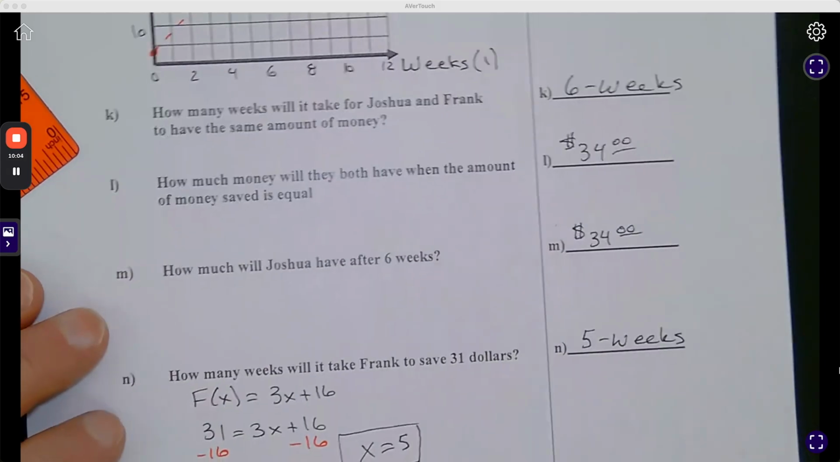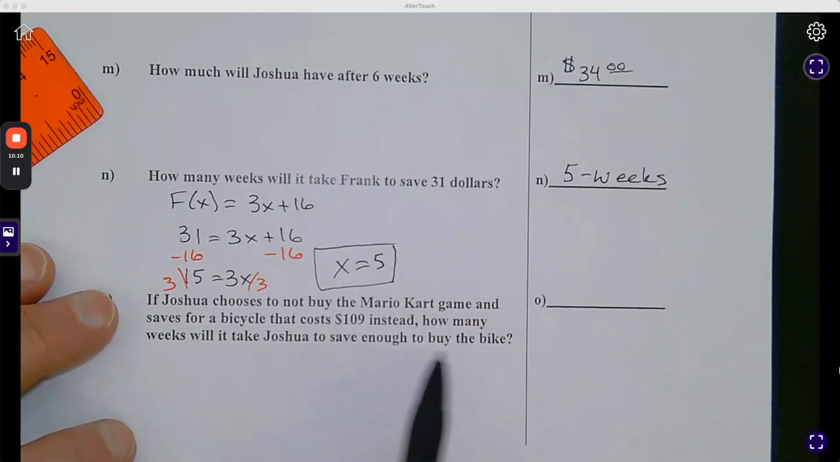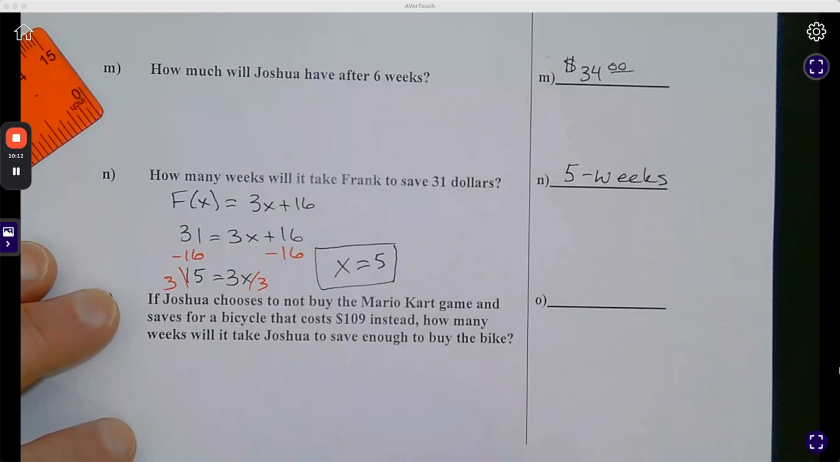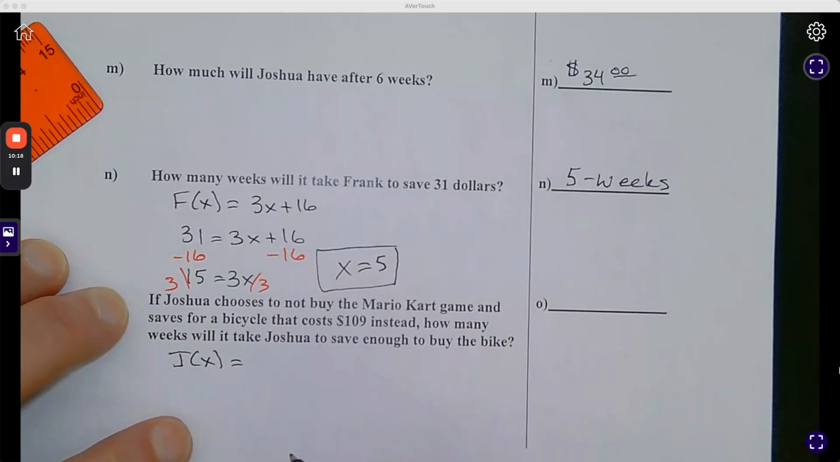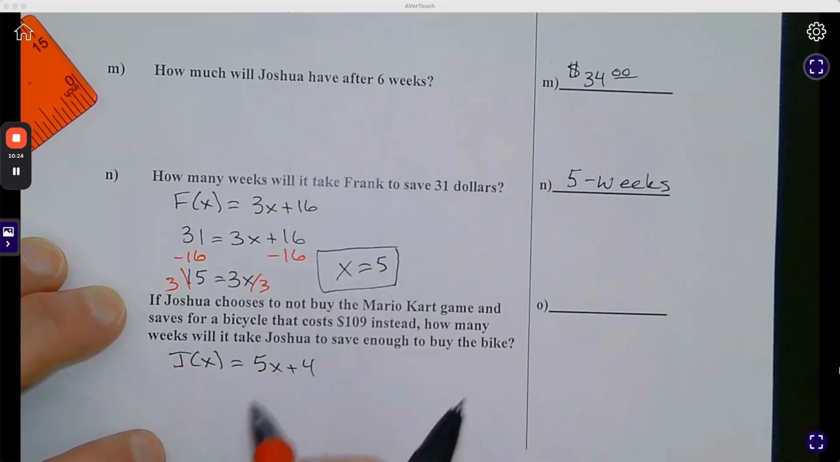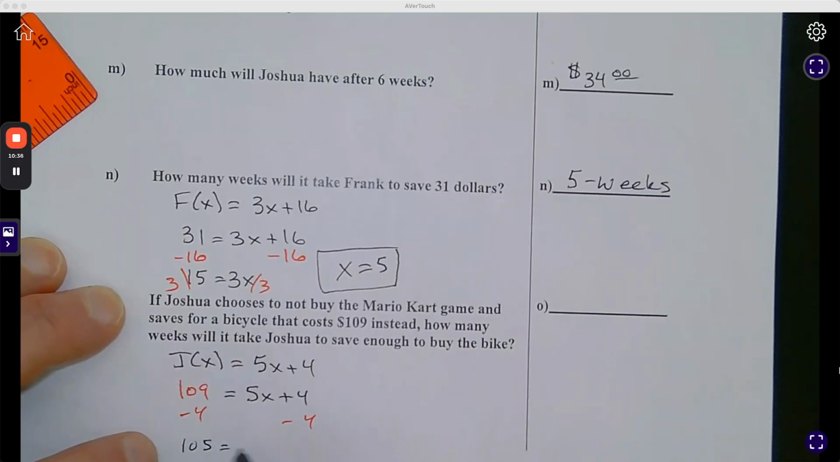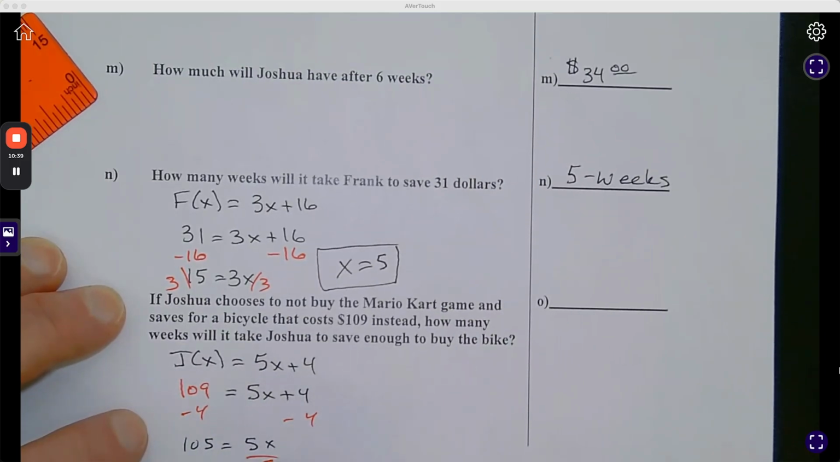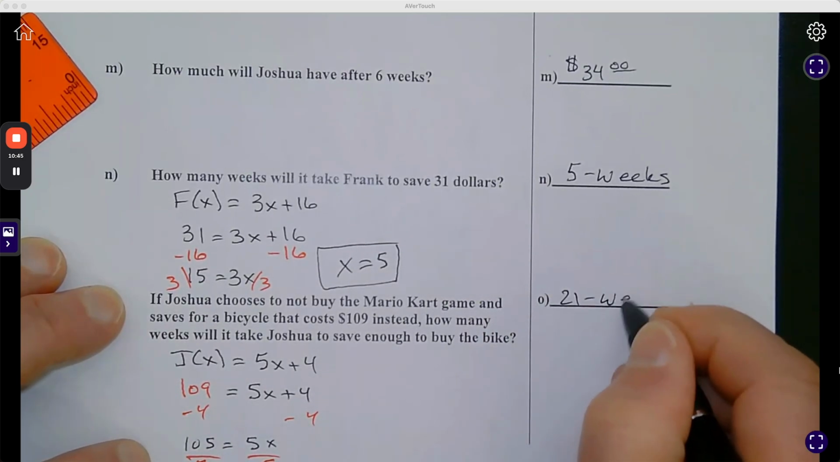If Joshua chooses not to buy Mario Kart and saves for a bicycle that costs $109 instead, how many weeks will it take Joshua to have enough money to buy the bike? Okay, so let's go to Joshua's function. J of x equals 5x plus 4. And we want to know how many weeks x it will take to earn $109. Subtract that 4 from both sides. That's 105 equals 5x. Divide by 5. And you get 21 equals x. So it looks like 21 weeks.